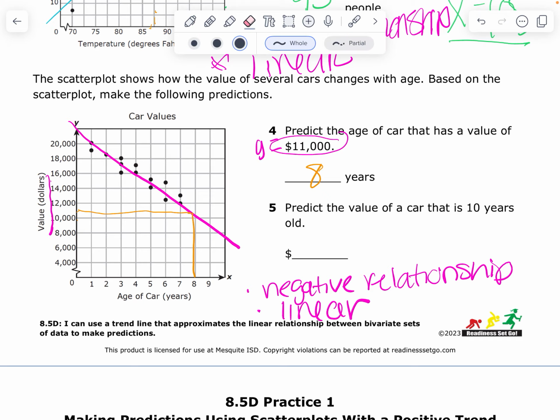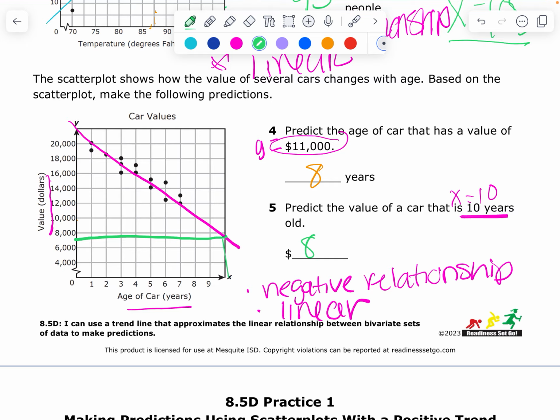Okay, then I am going to do the next question. This one says predict the value of the car if it is 10 years old. So my years is my X, so X equals 10. I'm going to go where X equals 10, which is going to be about here, and see where it touches the line that I drew. And it's pretty close to $8,000. And anything that's really close to that, or if it's above, it'll be like $9,000.